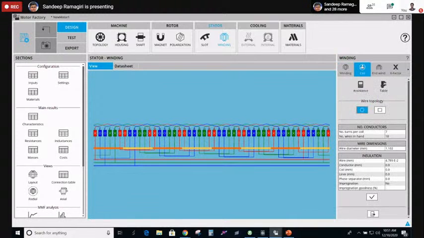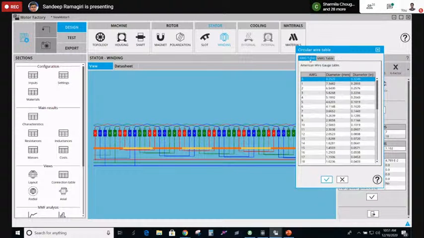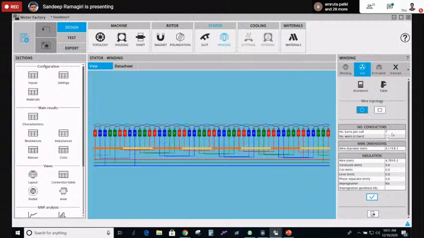I will go to the coils, and I'll try to select the table, the wire gauge table. There are 2 tables available for the wires: the American wire gauge table, and also metric wire gauge tables. I'll switch to American wire gauge, and I can select the 19th one here. I'll select this one, and I can put the number of turns per coil, which is 9. And then we can select the number of turns in hand, which is 13.